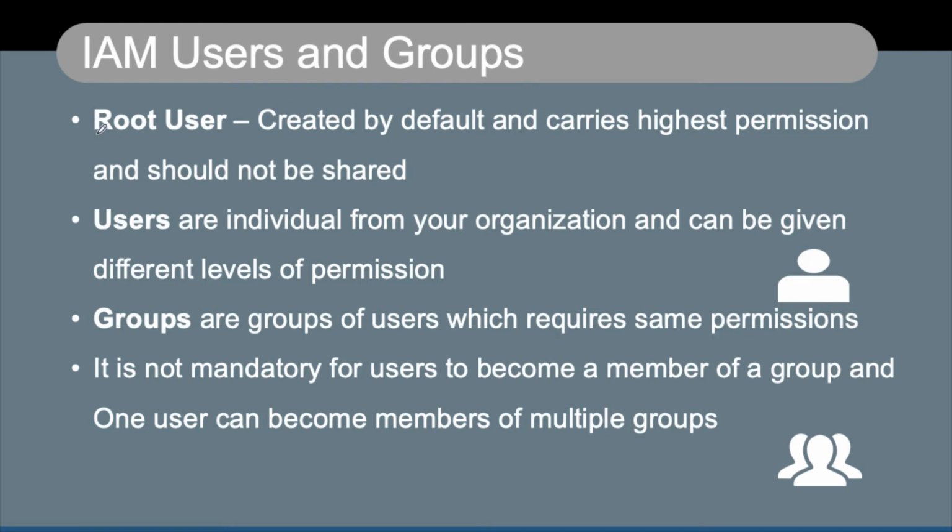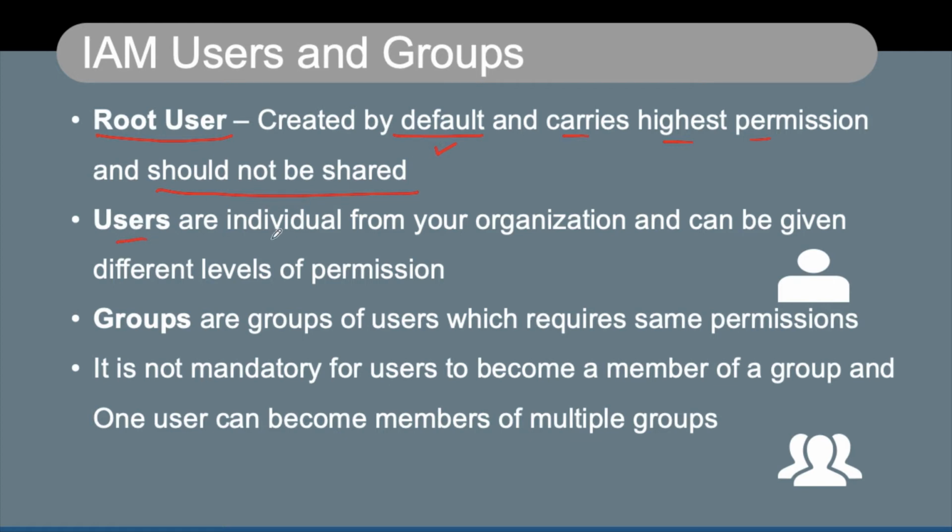Let's move forward. Let us understand what the different types of users are. We have one user which is called the root user. Root user is the one which is created by default whenever you create your AWS account, and it carries the highest permissions and should not be shared with anybody. It carries some of the highest permissions related to your AWS infrastructure.